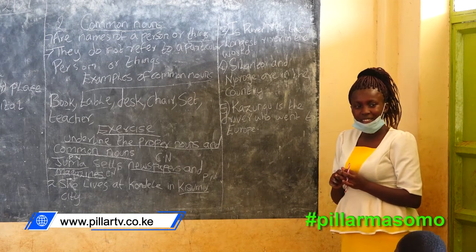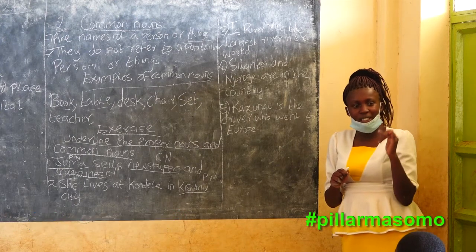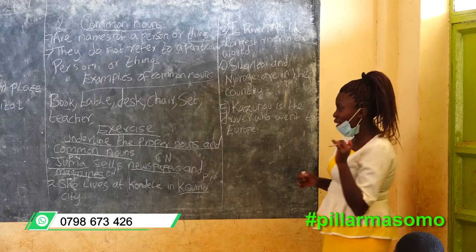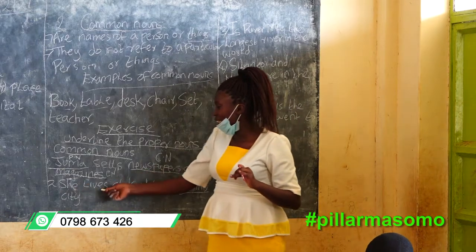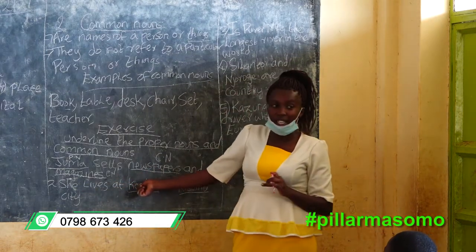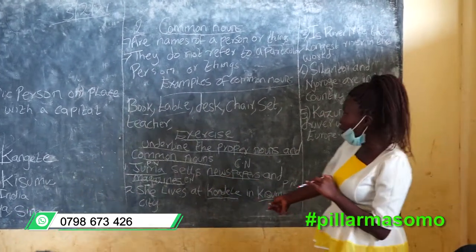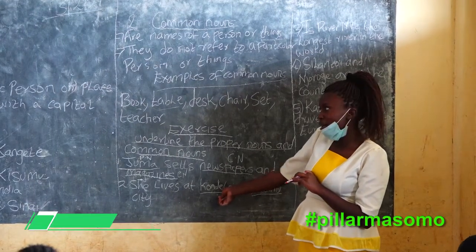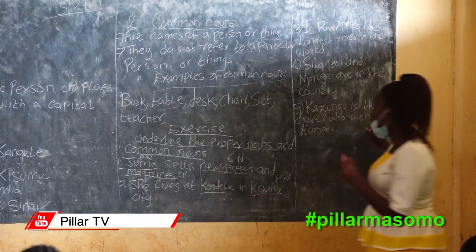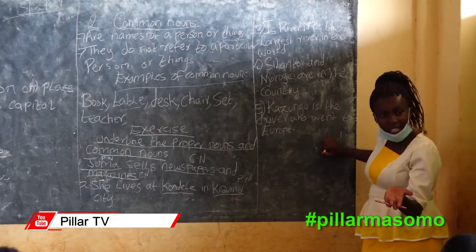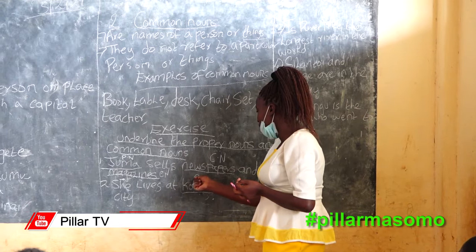Be loud enough. Kodore. Kodore is the name of a place. The sentence reads, she lives at Kodore. Kodore is a place, okay? And you have said places are proper nouns because this is a specific place. For example, we can say Gordon lives in Mwea. Mwea is a specific place. So Kodore is a proper noun.